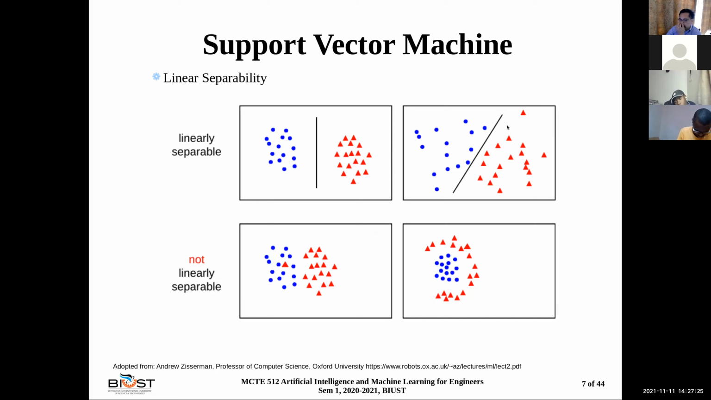So here it is successfully classified as the blue dots versus the red triangles. However, in this case, at the bottom part, they are not linearly separable. Why are they not linearly separable?